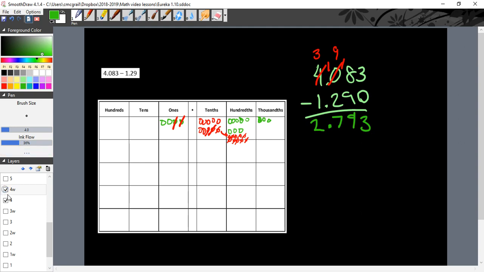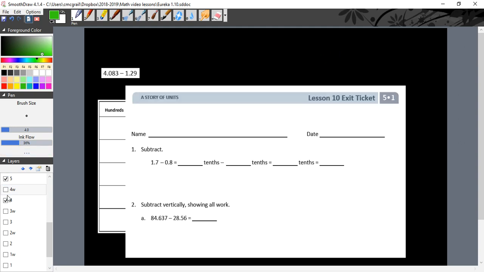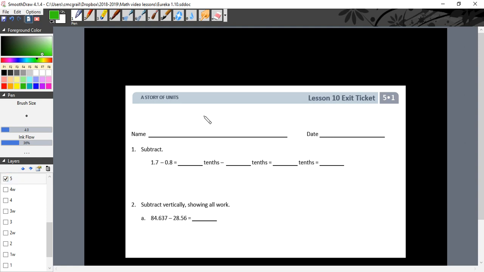Please work on the exit ticket independently. Here is what your exit ticket looks like. Go ahead, put your name on it, tear it out of your book, and work on it. Remember, as always, that if you need extra support, go ahead and put a star at the top, or you can put a star like this. I will make sure that I help you as soon as I possibly can.